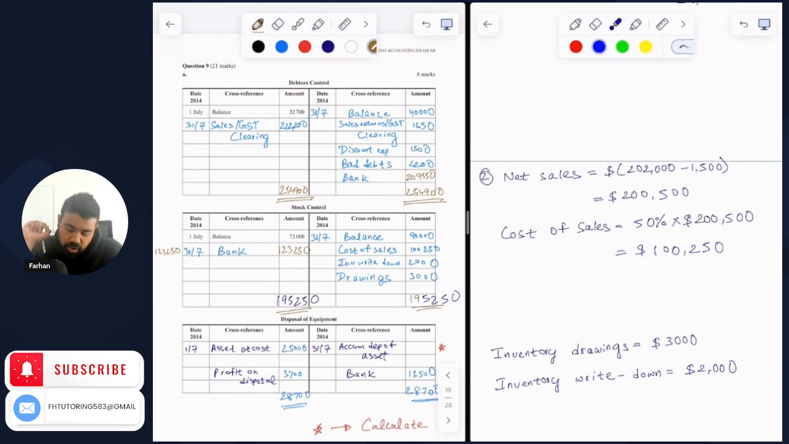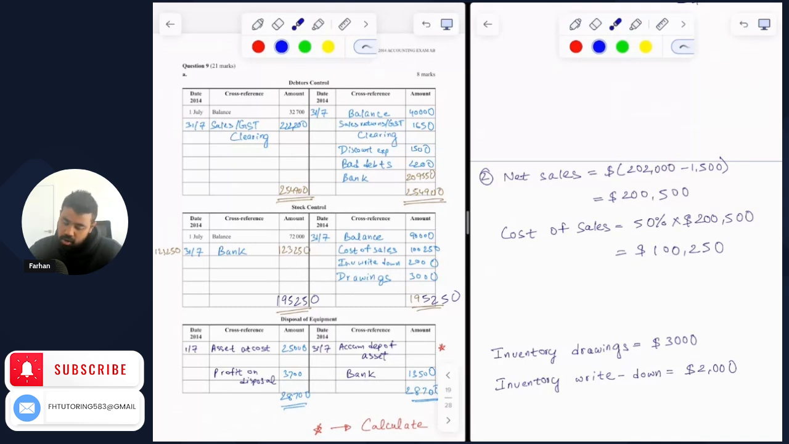All right, and to mention that this is cash, we are including bank here as the cross-reference. Okay, so cash paid for purchases of inventory is $123,250.